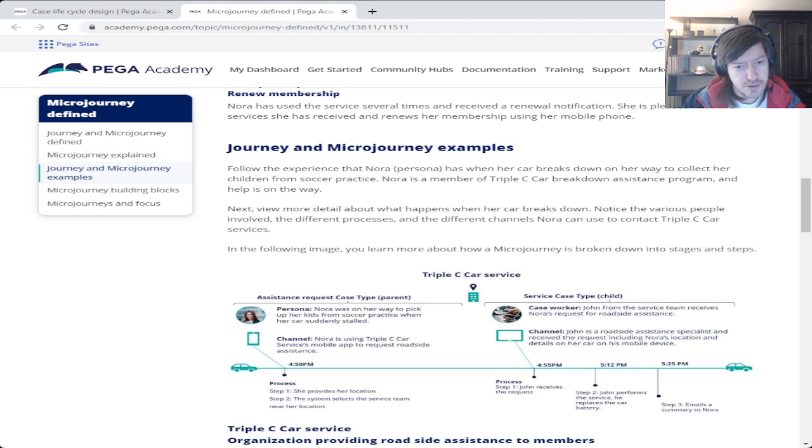Follow the experience that Nora persona. No, that's incorrect, because persona is a customer. You don't want to say Nora herself is the only persona. I'm seeing a lot of errors in this. Sure, she falls under the persona of customer, but you shouldn't necessarily state that she is the only persona.